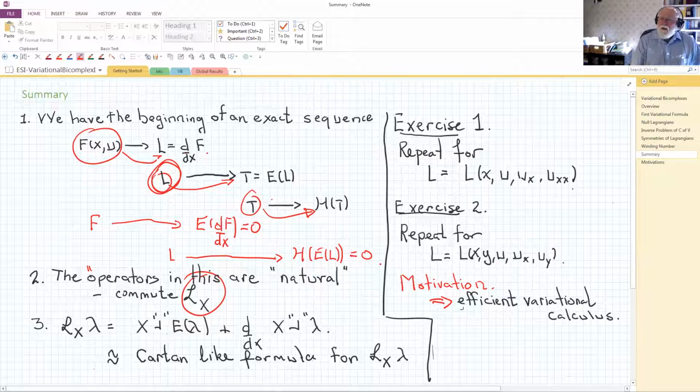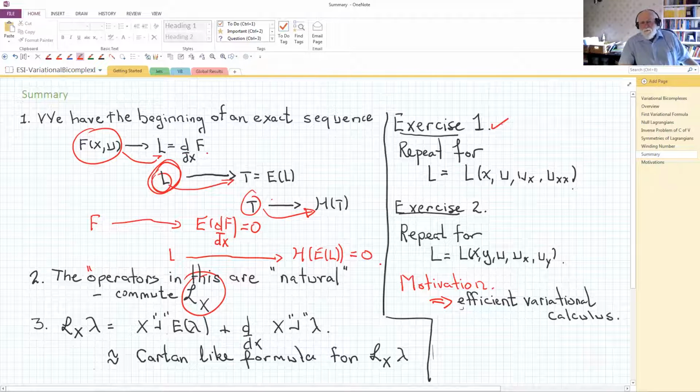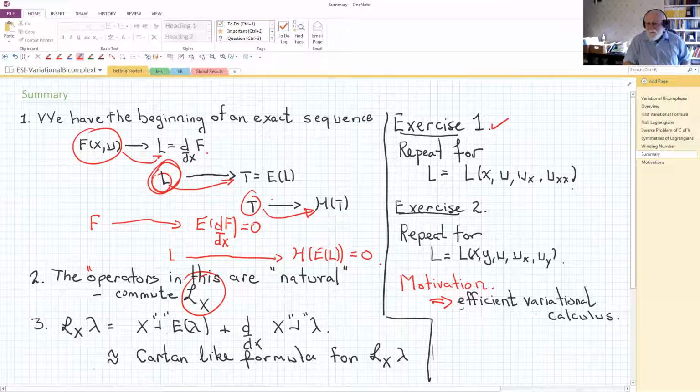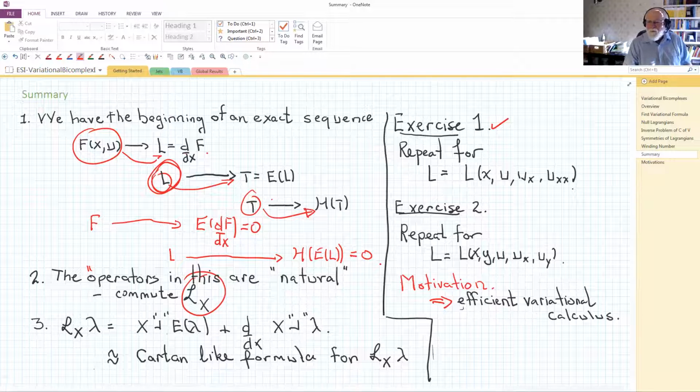So a good exercise, especially if you're a beginner, is to try and repeat the steps that I've talked about in this little introduction for a second order Lagrangian, or repeat it for a first order Lagrangian, but with two independent variables. In the first case, the Euler-Lagrange equations would be fourth order. In the second case, the Euler-Lagrange equations would be a partial differential equation in two independent variables. Okay.